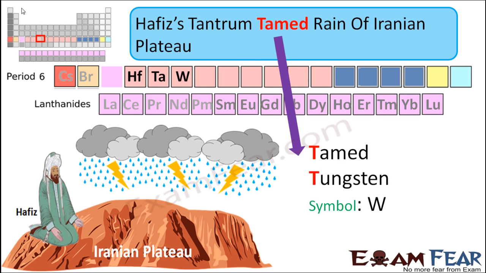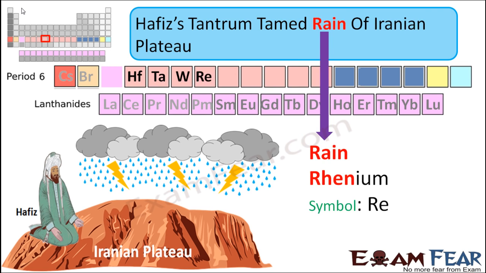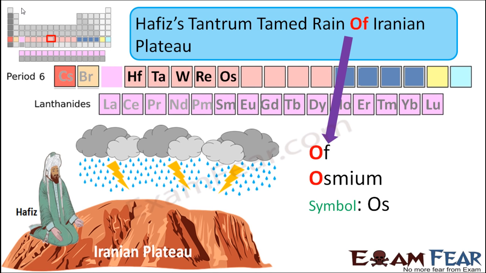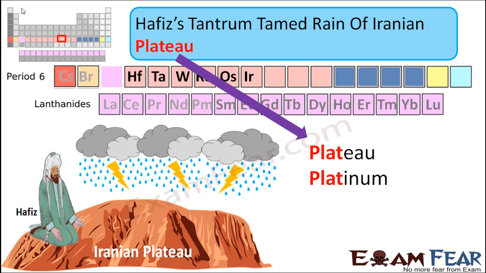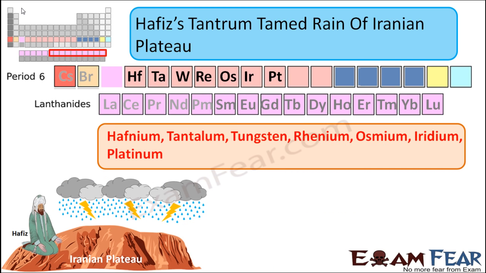Now here an interesting thing is, though tungsten starts with T, the symbol is W. Rain for rhenium, off for osmium, Iranian for iridium. So IR in Iranian, IR in iridium. So that's how they match. Plateau for platinum. So that's PT. So finally, the memory tip for this set of elements of period 6 would be: Hafiz tantrum tamed rain of Iranian plateau.